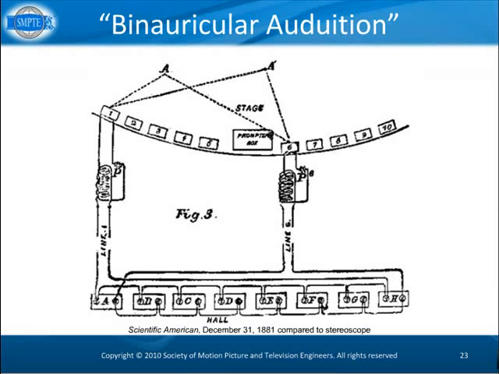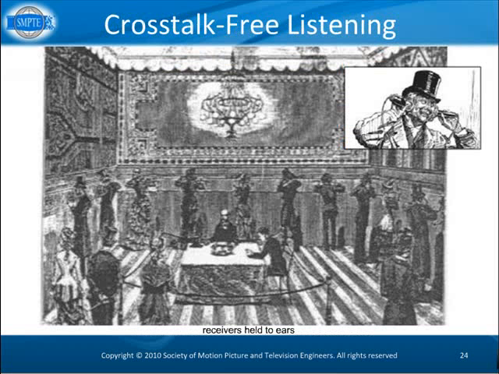This is a diagram that appeared in Scientific American on December 31st, 1881, and he called his system binauricular audition, but he did compare it to the stereoscope, and so that later became known as stereophonic sound and eventually just stereo. And here is the viewing area. It was a tent, and people held receivers up to each ear, and because they held the receivers up, it was crosstalk-free listening.